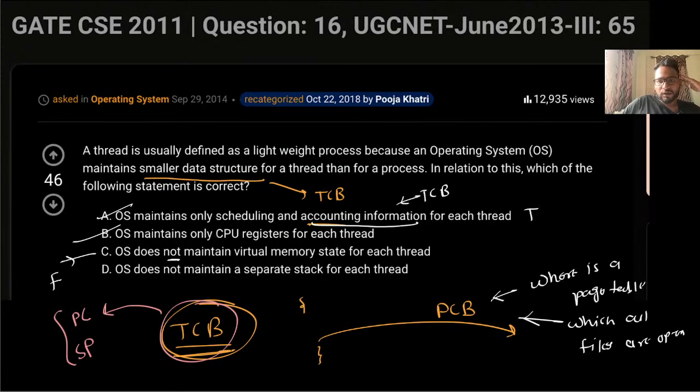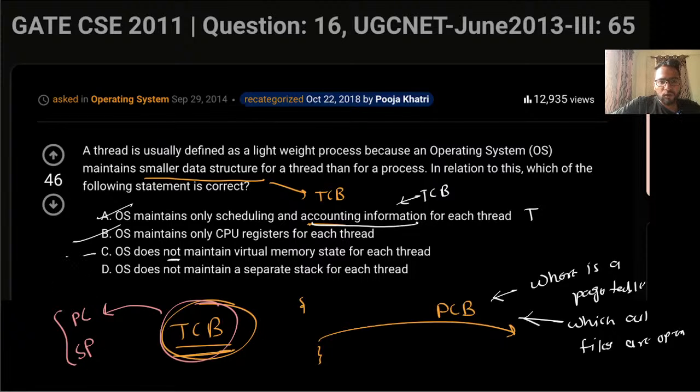Okay. Sorry, they are saying which of the following is the correct option. OS does not maintain the virtual memory state for each thread. What does this virtual memory state mean? I think since the address space is common, only the registers are different, right? Sorry, I misinterpreted this question, I think. Okay, see here what they're saying.